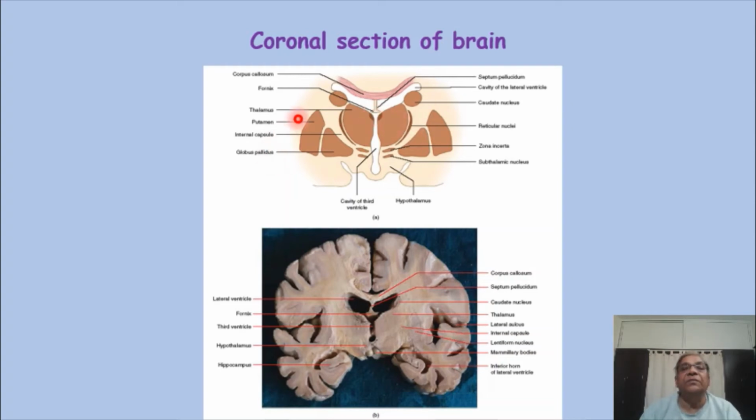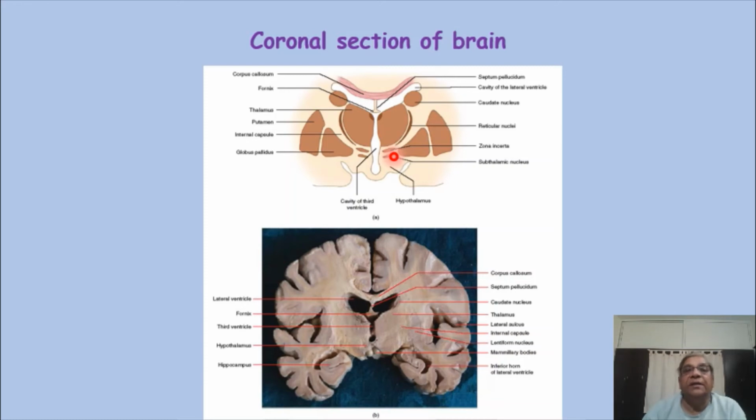Now away from this internal capsule, which is present on the lateral side of the thalamus, there are other masses of gray matter, and here there is another mass of gray matter, the caudate nucleus. These are the lentiform nuclei on the right and left side. Here you can see the presence of a nucleus called the subthalamic nucleus. I will show you again the subthalamic nucleus, which is part of the ventral diencephalon.